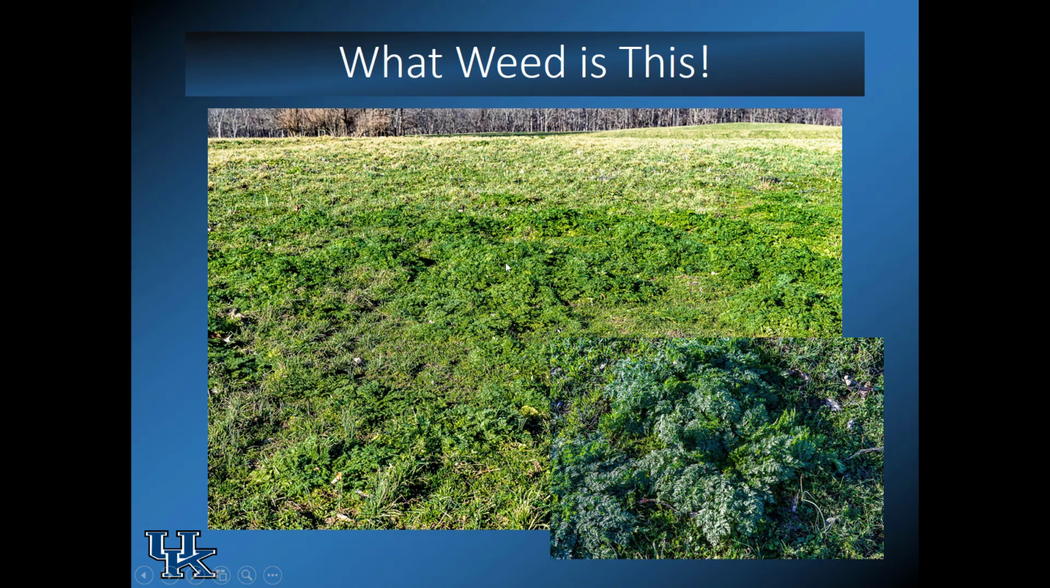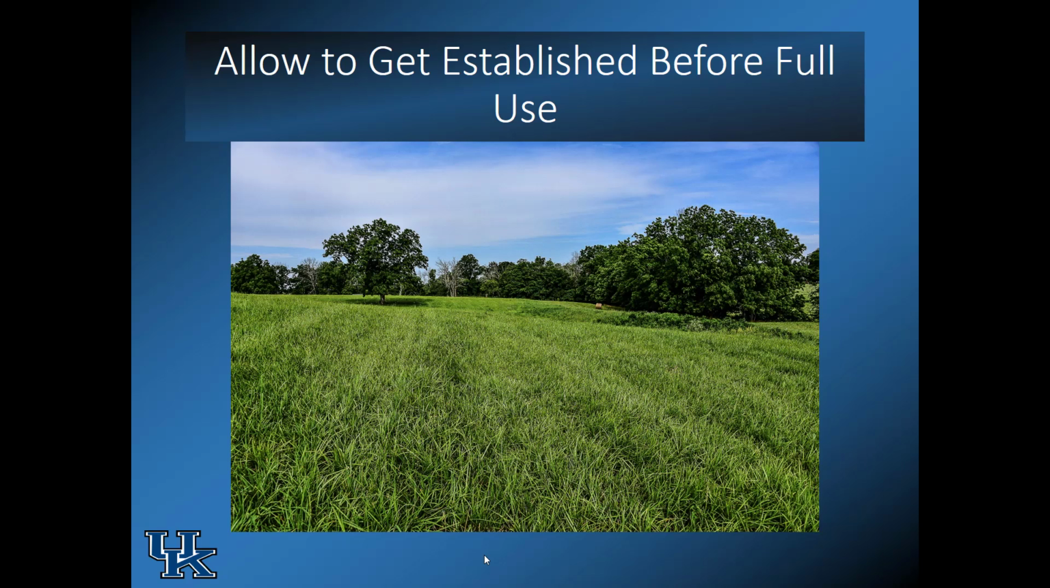Our solution with this field is we are looking for that window of time here in the next, I'd say 2 to 4 weeks, where the weather is warm enough and dry enough that we can spray a broadleaf herbicide combination and kill the poison hemlock and a couple of other weed species that are present to release the grass. So the principle is to allow the new grass to get fully established before you put it back into full use.